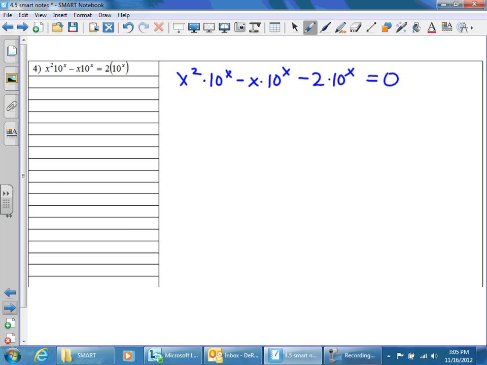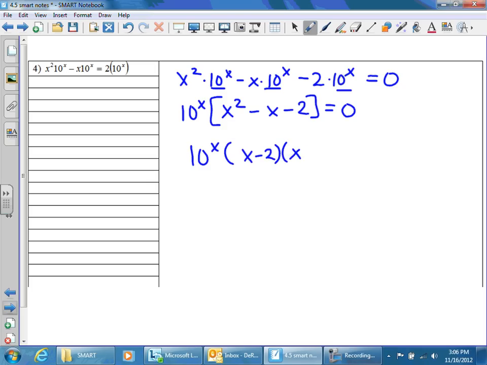That's to find that GCF, which is 10 to the x in this case. So I pull out my 10 to the x from all of them, and I'm left with x squared minus x minus 2. Well, I can factor x squared minus x minus 2 using the AC method. And set each of those factors now equal to 0.